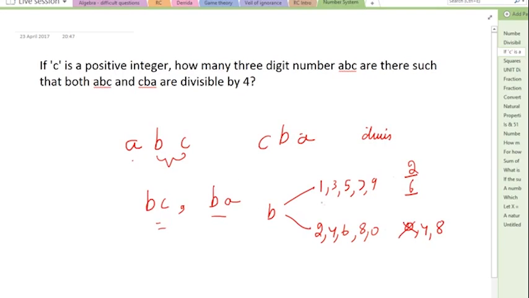So for odd B's, there are two numbers which A or C can take. So total number of ways is 2 into 2. Like C can be 2 or 6, and same way A can be 2 or 6. And same way for even also there are two options. So it can be 2 into 2. And hence the number of ways would be 5 odd options for B, and for all 5 odd options, there are 4 answers, plus 5 even options, and for all 5 options, there are 4 options. So total number of ways will be 40.